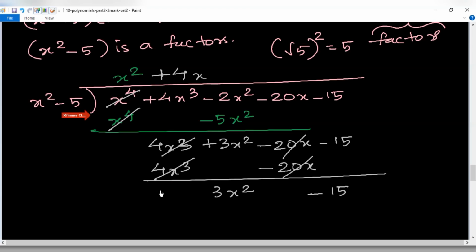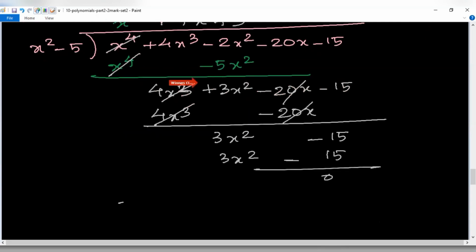When we divide 3x square by x square, we get 3. So plus 3 is the next term. So 3 into x square is 3x square, minus, see here we have a negative sign, and 3 into 5, that is 15. Okay, now the remainder is 0. We were expecting the remainder as 0. The next factor is x square plus 4x plus 3.